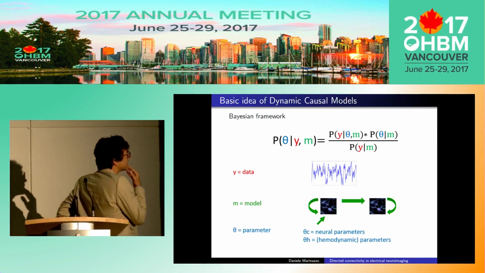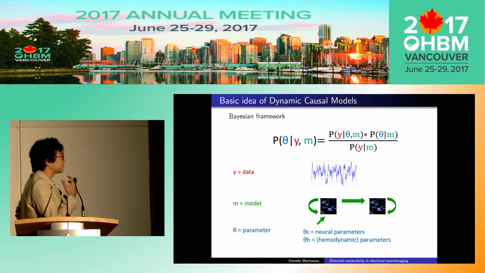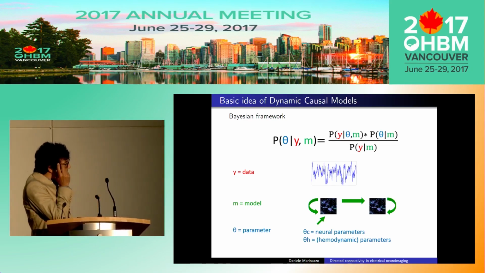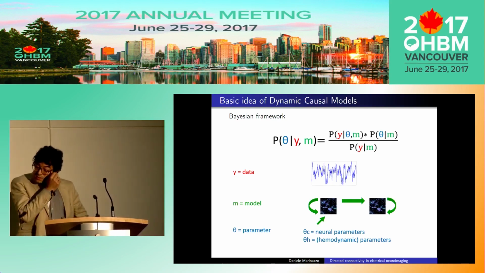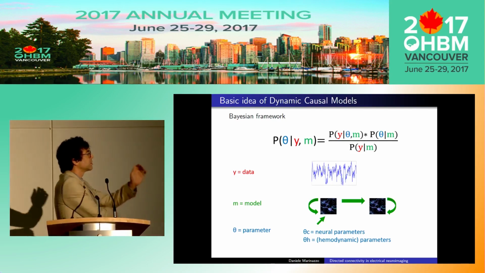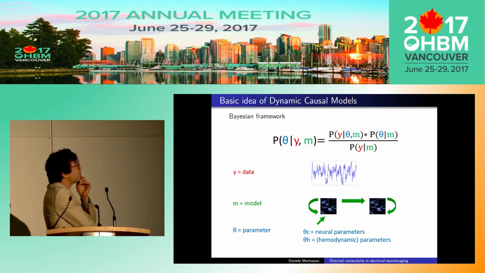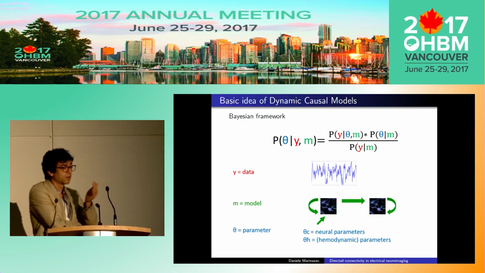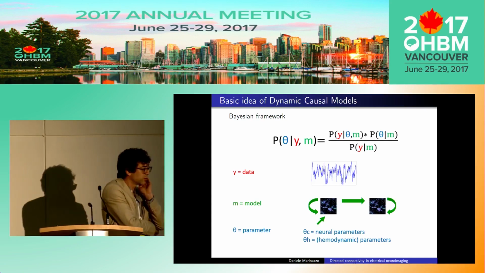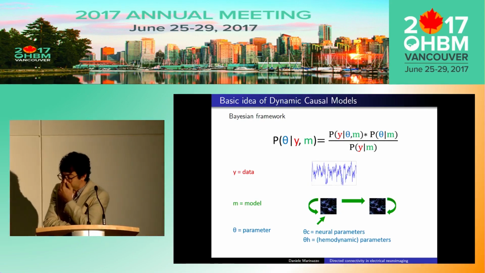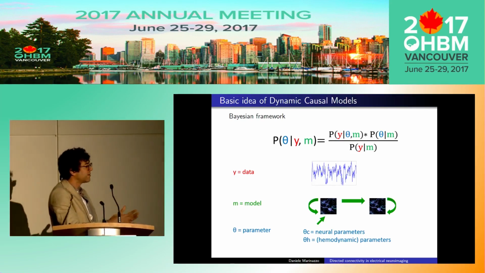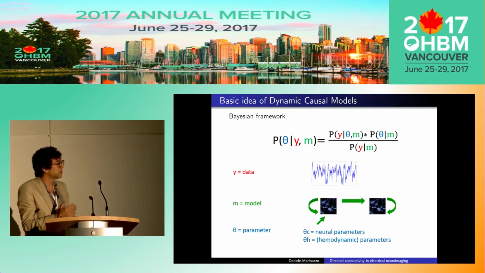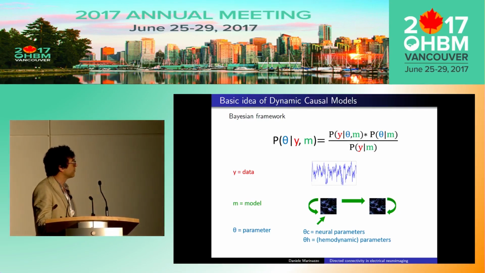Dynamical causal modeling is based on a Bayesian framework with three main actors: the parameters, the model, and the data. So Bayesian statistics, as opposed to frequentist statistics, evaluates the probability of parameters or of a hypothesis given the data. On the other hand, a p-value, even though this is a common misconception, evaluates the probability of having that data or more extreme data given a hypothesis. So it doesn't give a probability of the hypothesis in the frequentist view.